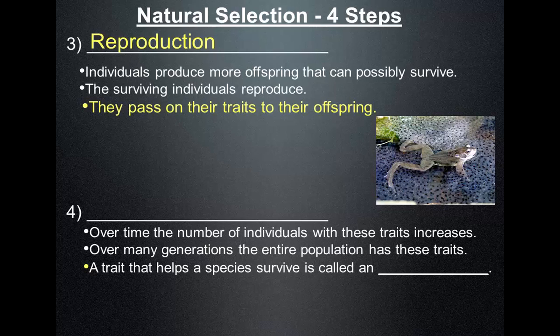When they do that, they pass on these traits to their offspring. We know that the offspring of parents, whether they're produced sexually or asexually, are similar to the parents. Not identical, but similar. So if some of these tadpoles happen to be a little quicker, once they grow to adult frogs and reproduce, their young are probably going to be a little bit quicker, and they're going to have that helpful trait as well.